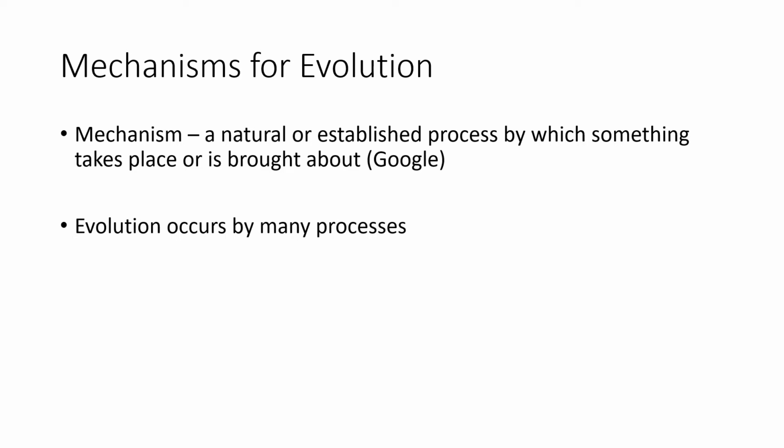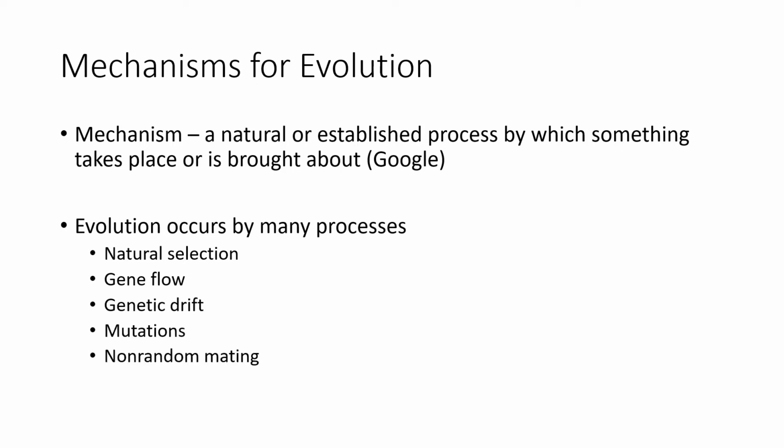So the 5 processes that allow evolution to occur are going to be natural selection, gene flow, genetic drift, mutations, and non-random mating. These are the 5 things that can happen to a population. They're going to change the gene frequencies of the population because that's what evolution really is. It's a change in gene frequencies, which in turn changes the phenotypes of a population over time.